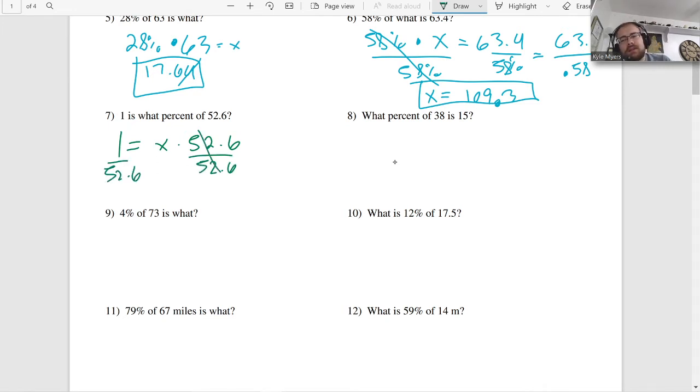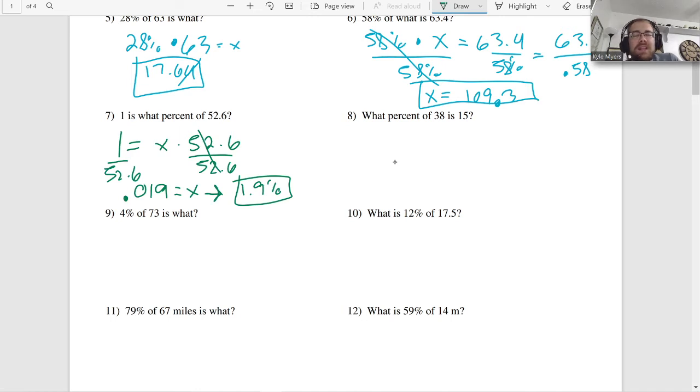52.6. Okay, so what is 1 divided by 52.6? We want to round to 3 decimal places, so let's round to 3 because that's equal to x, which then if we move the decimal place over twice, it would be 1.9%. Okay, when you go from decimal to percent, the decimal place goes to the right.